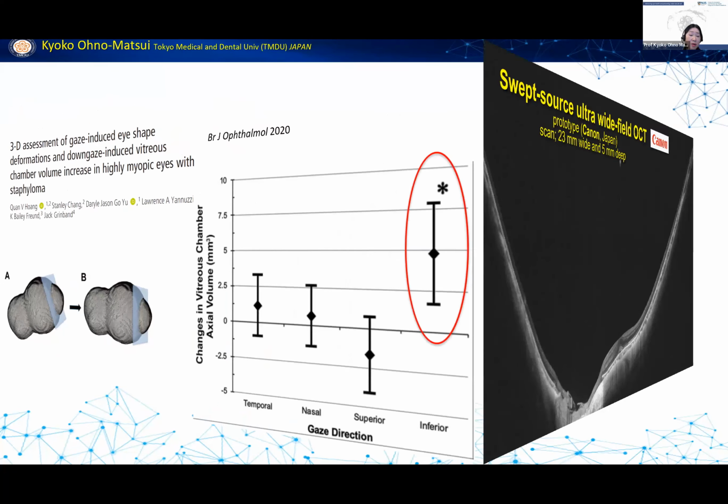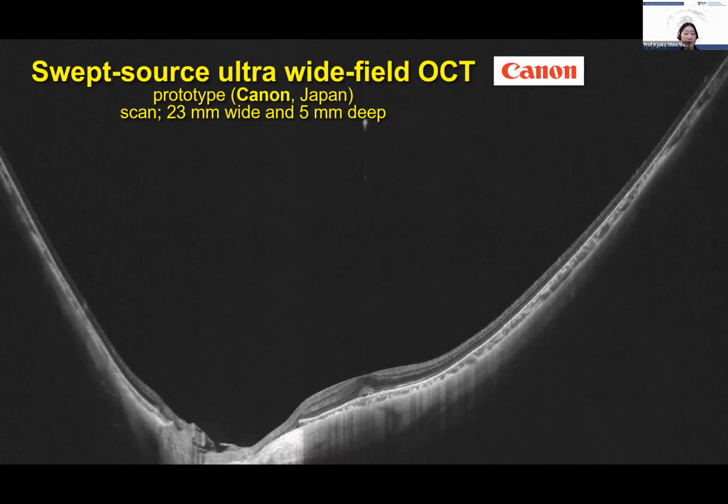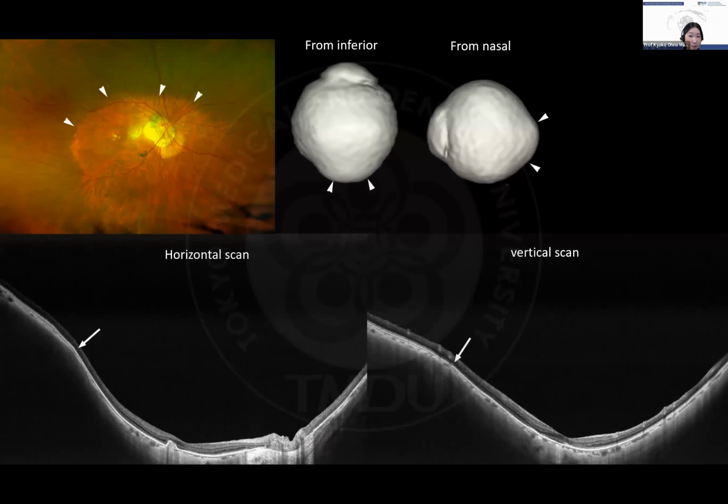3D MRI is a powerful tool to analyze staphylomas because staphyloma usually covers a wide area. And 3D MRI is the only method enabling visualization of the entire shape of the eye. But it's still difficult to routinely perform 3D MRI as a screening. So we now use ultra-wide field OCT, which is now available in Europe and in Japan.